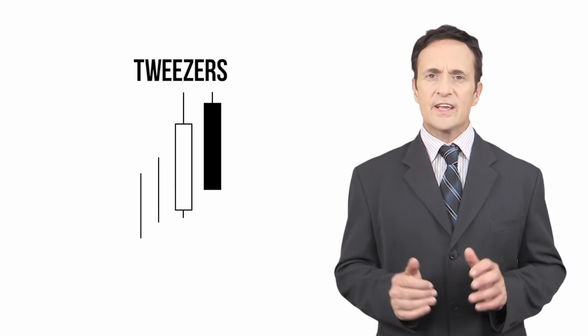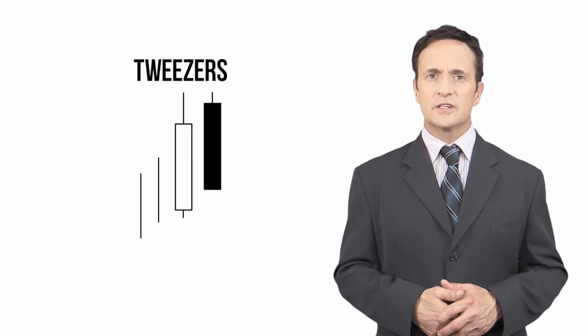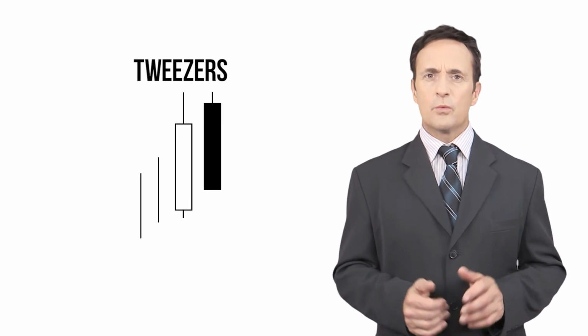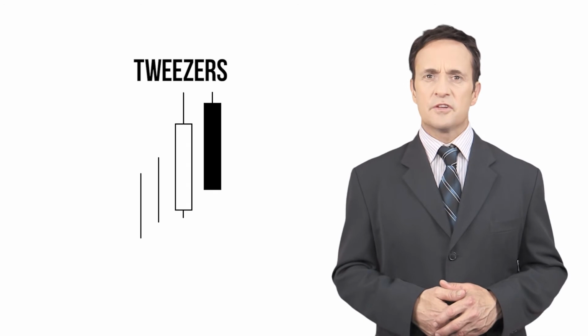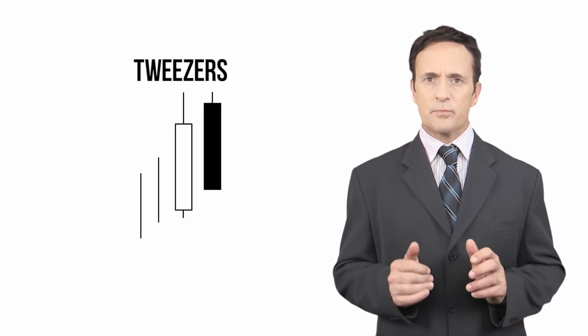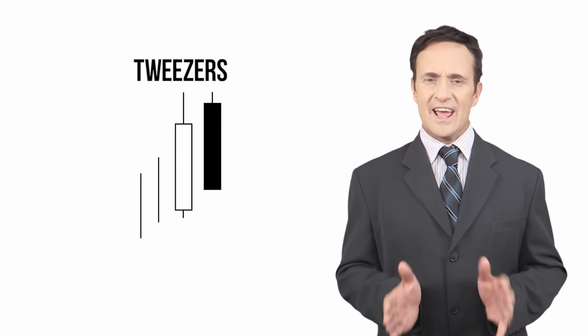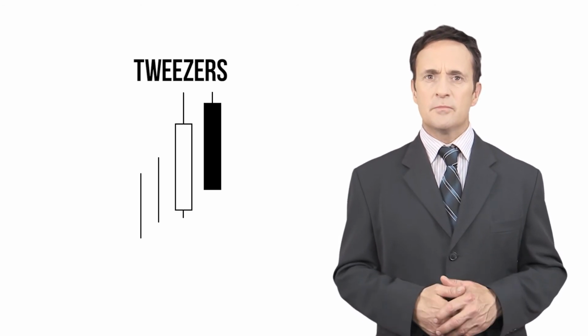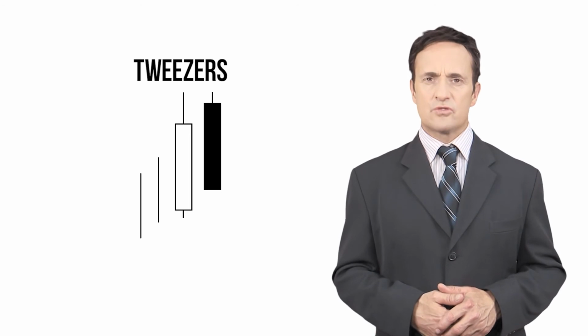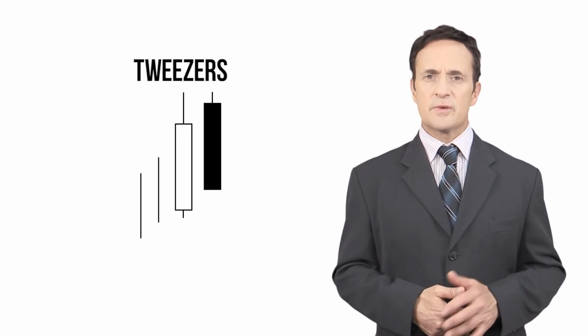Now I'll present the tweezers to you. They consist of two candlesticks of contrasting colour with the same maximum or minimum. Let me turn your attention to the fact that this is not a separate combination, but an enhancer of other combinations. The same maximum or minimum indicates that the level is extremely strong. Here are some examples of tweezers.